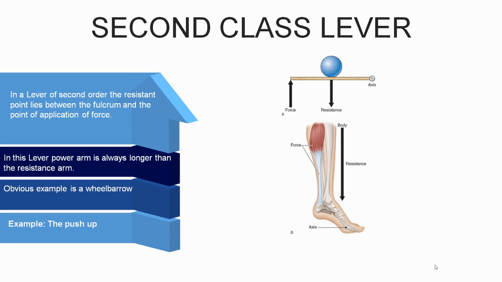Here, let us take the example of opening a door. In this case, the resistance is the mass of the door, the hinge of the door acts as a fulcrum, and the force is applied by the hand at the end of the handle of the door. And if we take an example in the human body, while performing a push up, the resistance is the weight of the body, the fulcrum is the point of contact of the feet with the ground, and the arm muscles provide the necessary force.